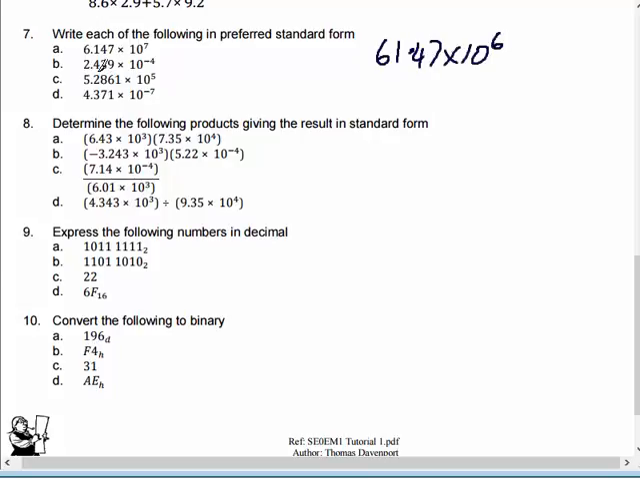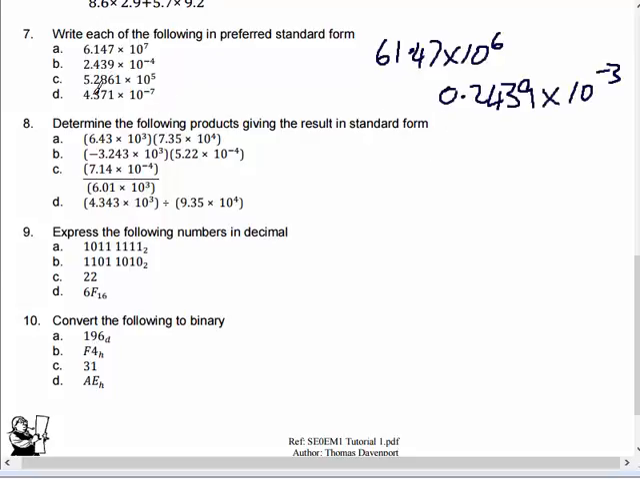Part B, 2.439 times 10 to the minus 4. 10 to the minus 3 is the closest preferred number. So if we increase that to 10 to the minus 3, we need to decrease that. So the answer there is going to be 0.2439 times 10 to the minus 3.